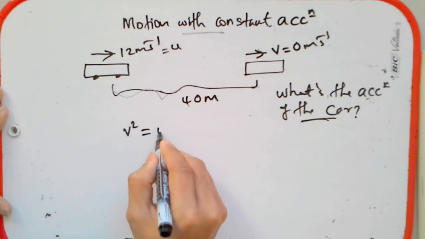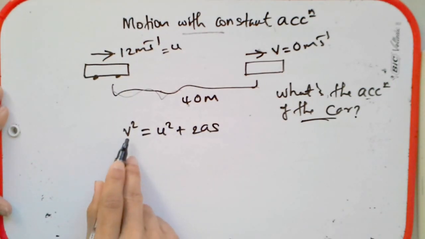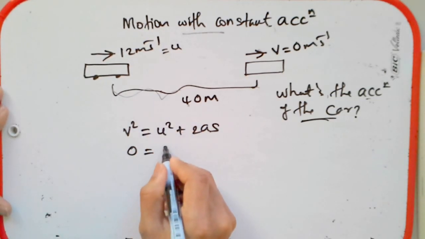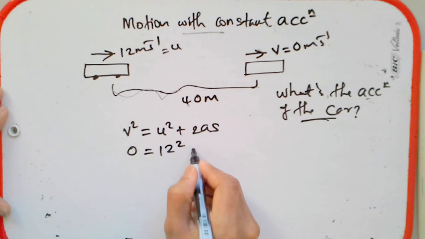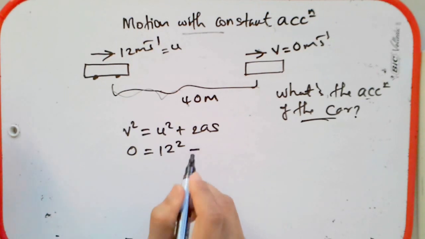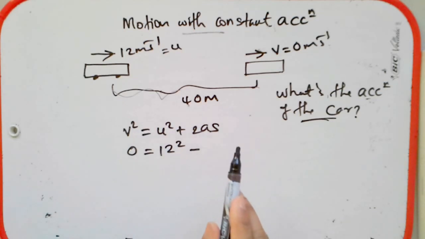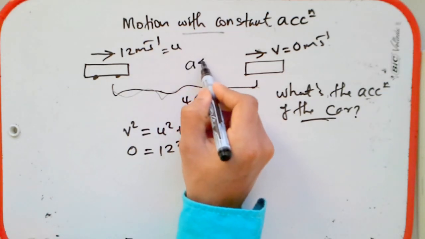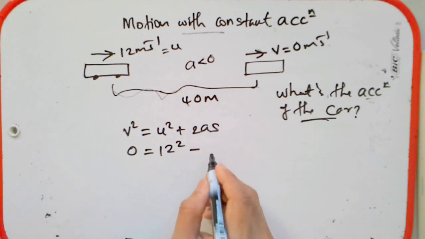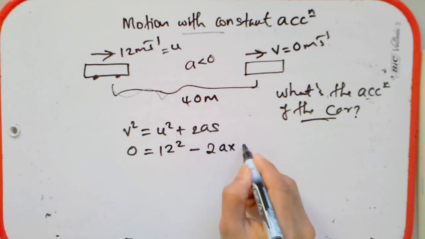So v squared equals u squared plus 2as. Tell me, what is v squared? The v squared is actually 0. U squared is 12 squared. And I can put a minus sign here, because this motion is actually not acceleration, this is deceleration, right? So a is less than 0. Acceleration is in the opposite direction. So 2 times a, what is s? S is 40.